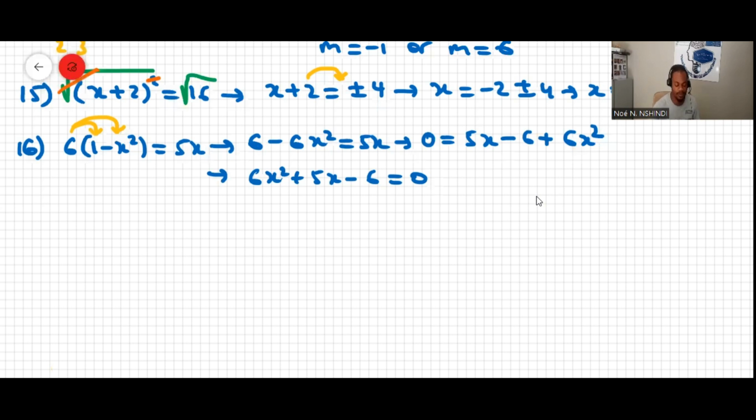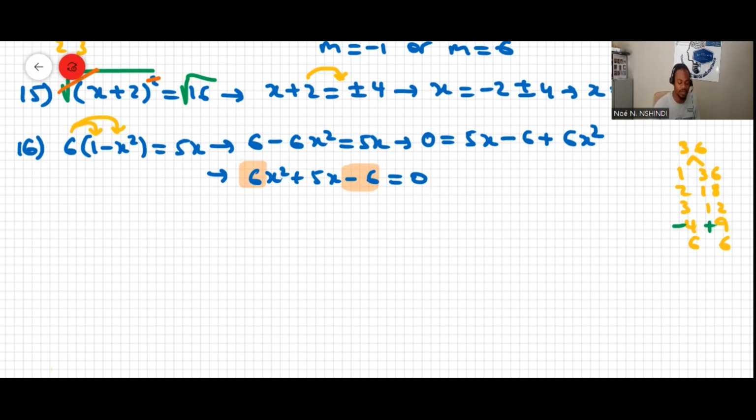If I want to factorize, I do 6 times -6. That makes 36. You can write 36 there. Factors of 36 are 1 and 36, 2 and 18, 3 and 12, 4 and 9, 6 and 6. Now, if I needed to get +5, I can use 4 and 9 because 9 minus 4 equal to 5.